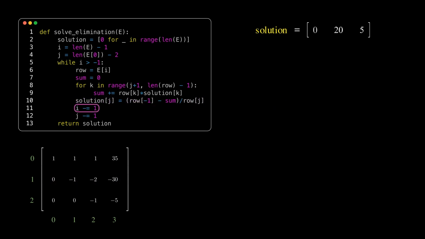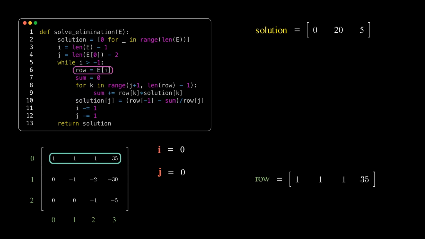We will again reduce the value of i by 1 to consider the first row, so i becomes 0. We will also reduce the value of j by 1, so j becomes 0. Now the row variable will store the first row. We again initialize the sum to 0. This time k ranges from 1 to 3, so the loop will run twice. This means we will calculate the sum twice.